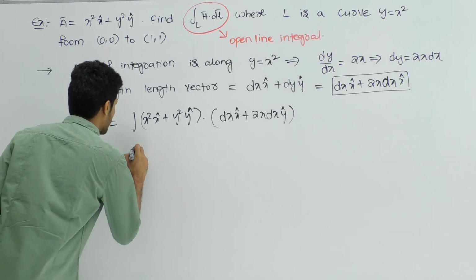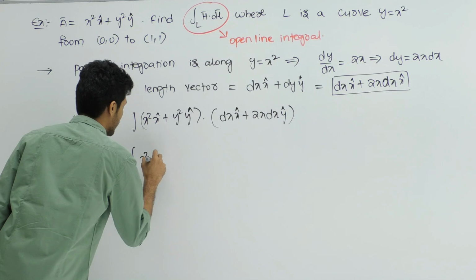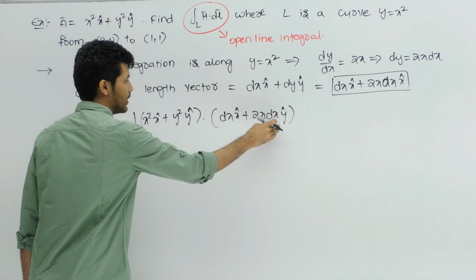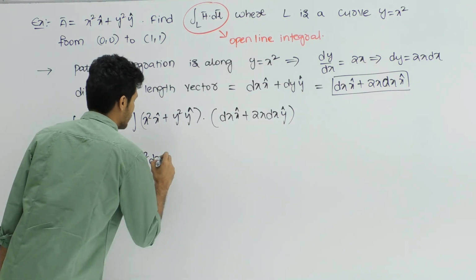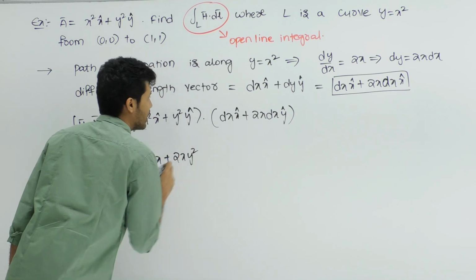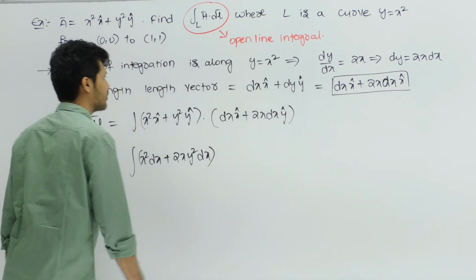This becomes equal to integral of x square into dx. The first term is x square into dx. The second term is what? This is y square into 2x dx. So because of that we can write this as plus 2x y square into dx. Okay. So this is what we have.